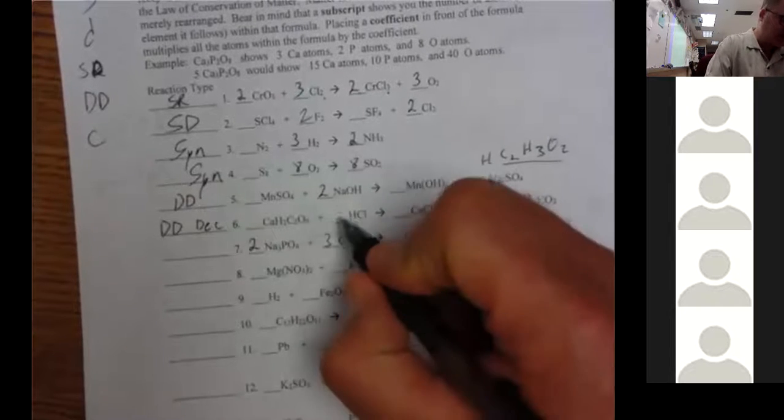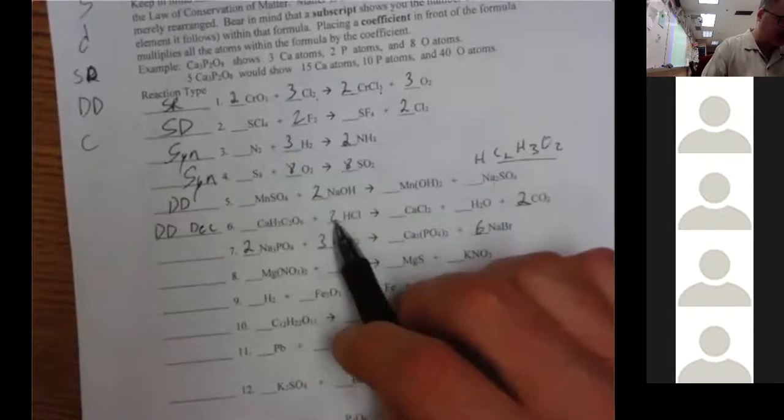Two Cl's. So we need two HCl's here. That's going to give us two H's plus two H's, which is four H's. So we need a 2 there. Here we have 6 oxygens. Here we have 2 oxygens plus 4 oxygens.